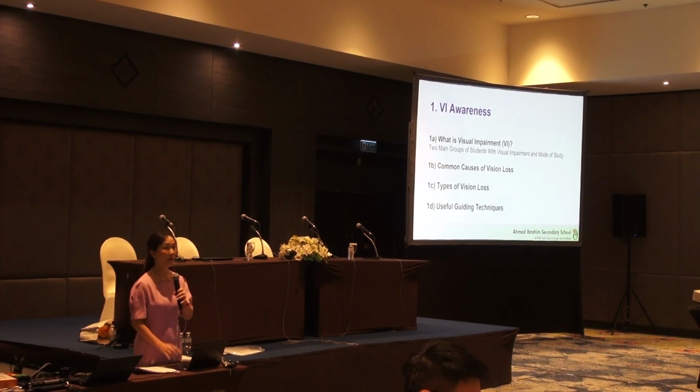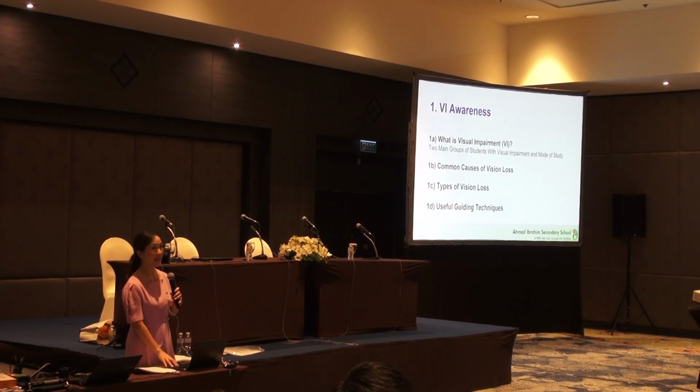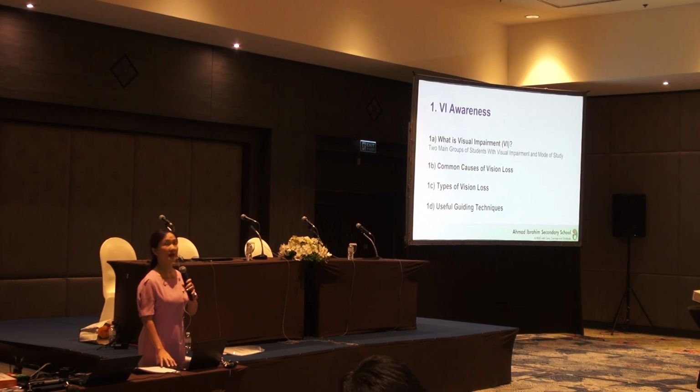Okay, so what is visual impairment? Basically, there are two main groups. One, they are either totally blind or very, very low partial. So these students' mode of study is using Braille, or computers with a screen reader. The other group is partially sighted or partially blind. Their needs are more complex because the degree of vision may vary from person to person.